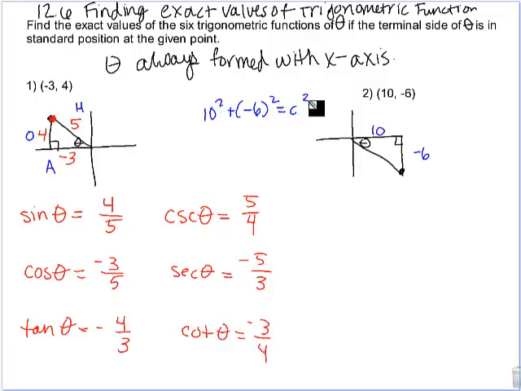Well, 10 squared is what? 100. What's -6 squared? 36. So that gives you 136. Square root of that. Can we simplify the square root of 136 down? Are there any perfect squares that fit in there? Probably. Well, let's figure out if there are.